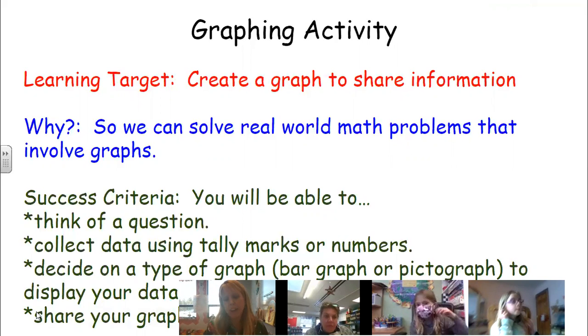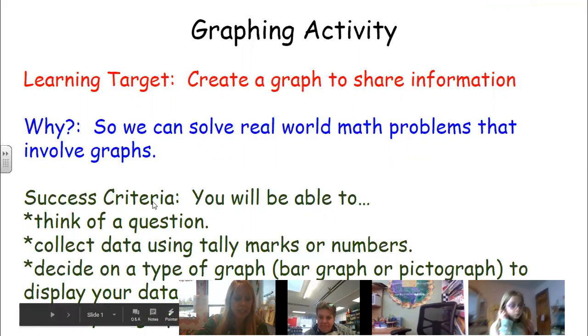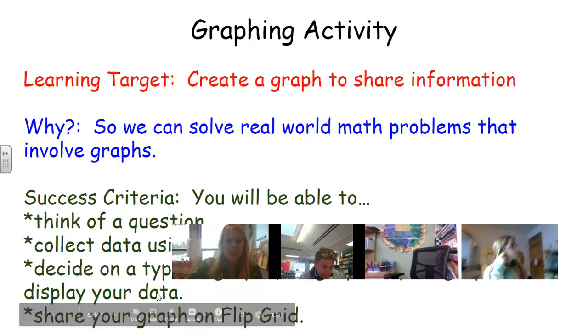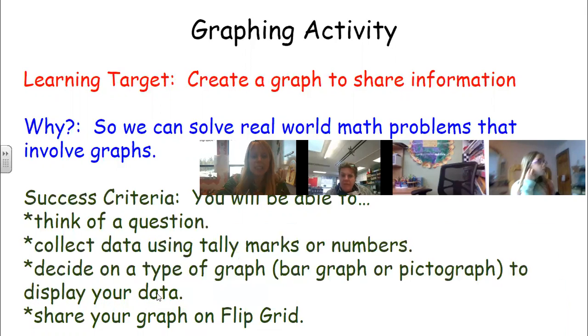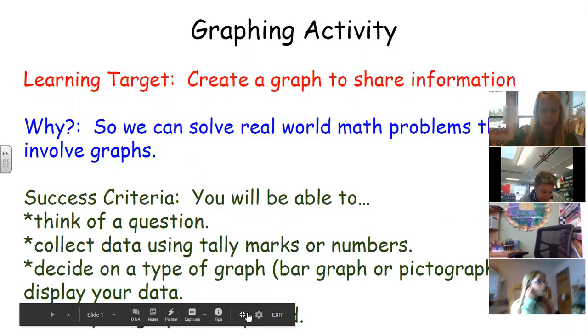We've looked at bar graphs and pictographs, so we'll choose one of those, or maybe a line plot if you want. Even though we haven't talked a whole lot about those, I know we have this year. And you'll display your data that you collected. Then you will be sharing your data with the class by doing a Flipgrid activity. Okay, so that was where that other link was.